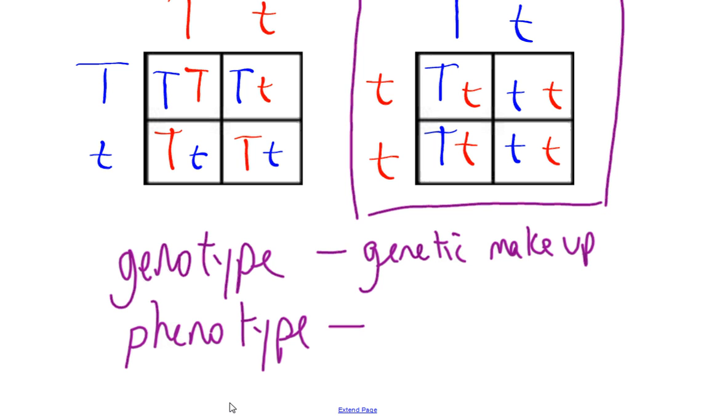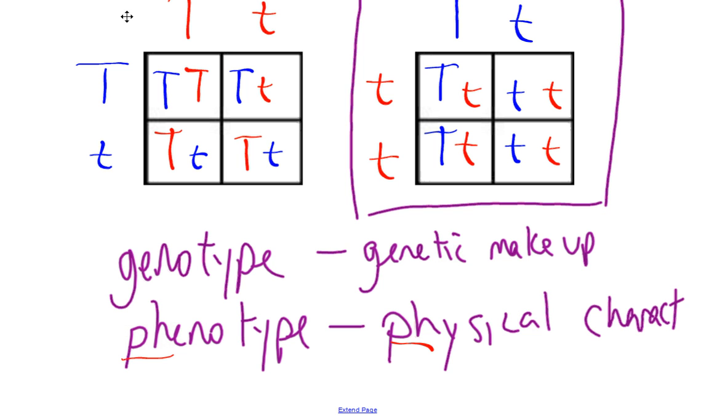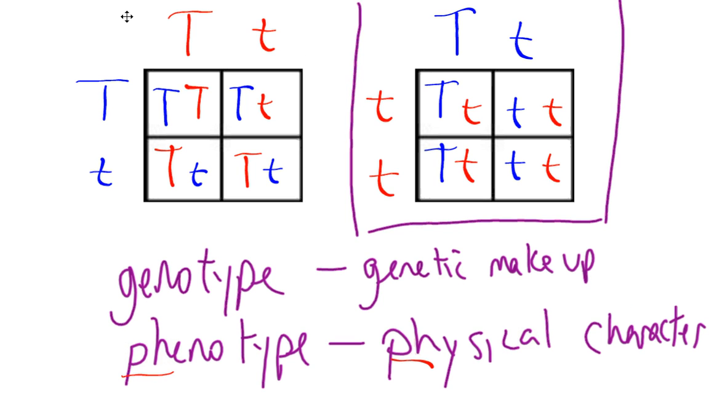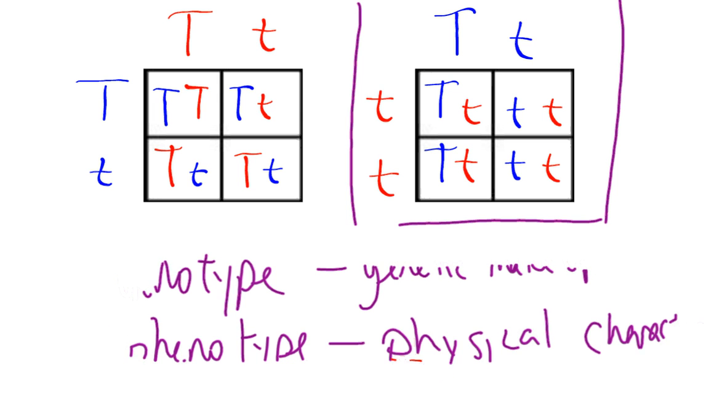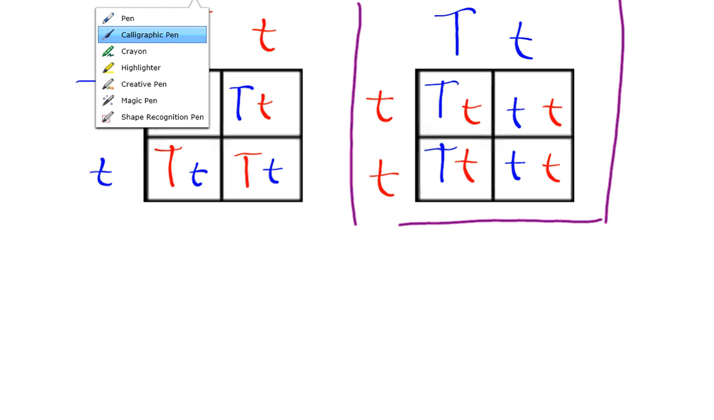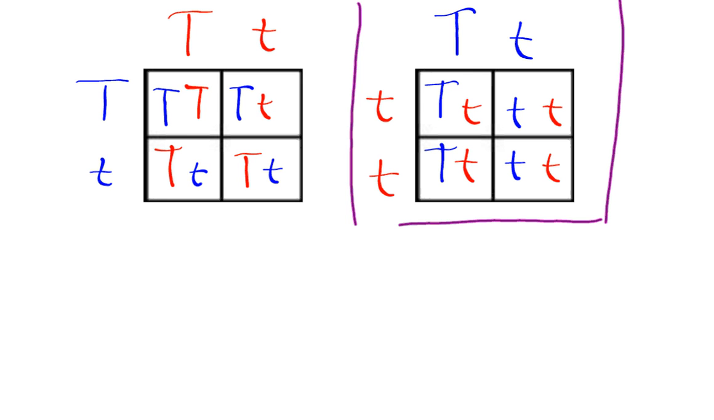Phenotype, on the other hand, is their physical characteristics. Notice I underlined the pH there. Physical characters. So blue eyes, brown hair, tall, short, whatever. These are the things that you see. So if I'm given this problem that I just had here, and I ask you to give me the genotype and phenotype frequencies of this particular problem, then what would I do?